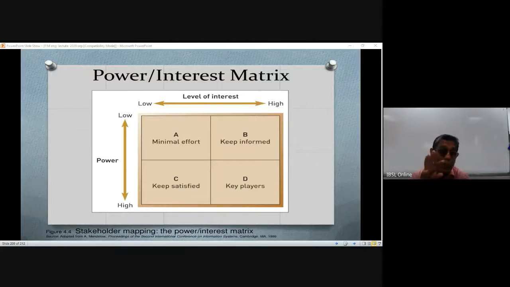We discussed poison pill strategy. Right? So we discussed last time. There are some strategies available.